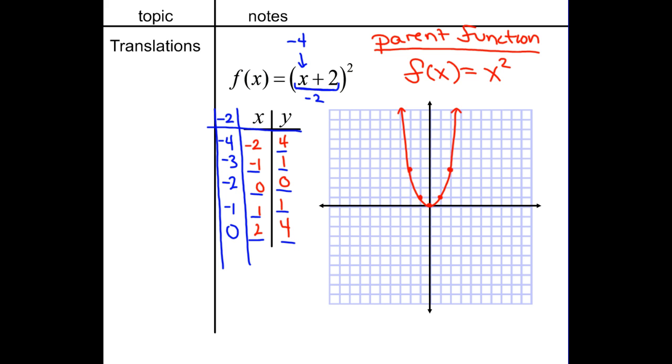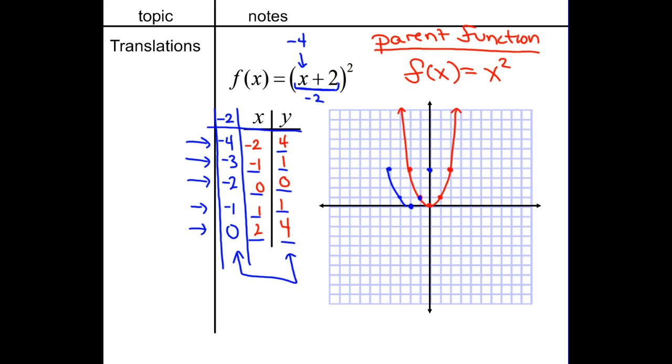Now when we go to graph our part, we're going to use these x's and y's from here to actually graph it. I'm going to go to -4, up 4. That's my first point. My second point is going to be -3, 1. My third point is going to be -2, 0. My fourth point is going to be -1, 1. And my last, fifth point is going to be 0, 4.